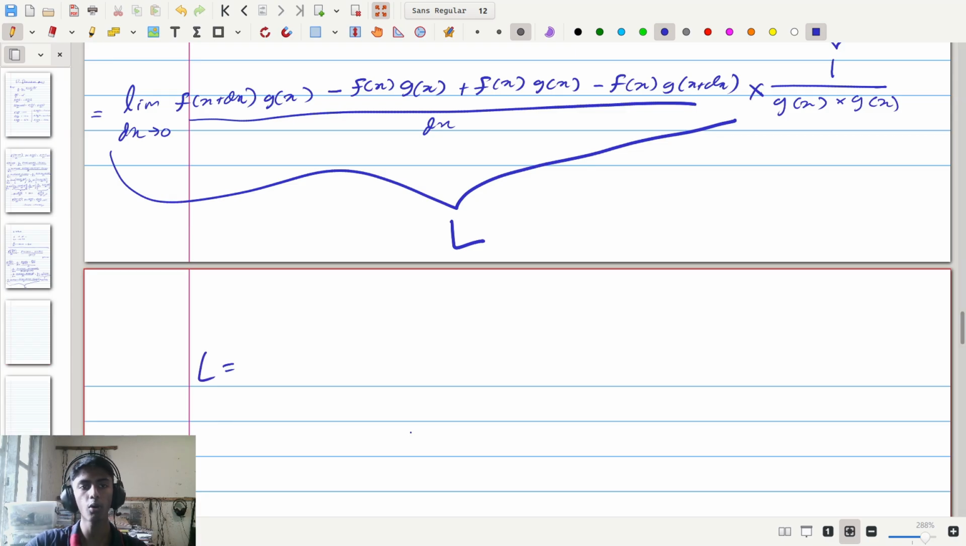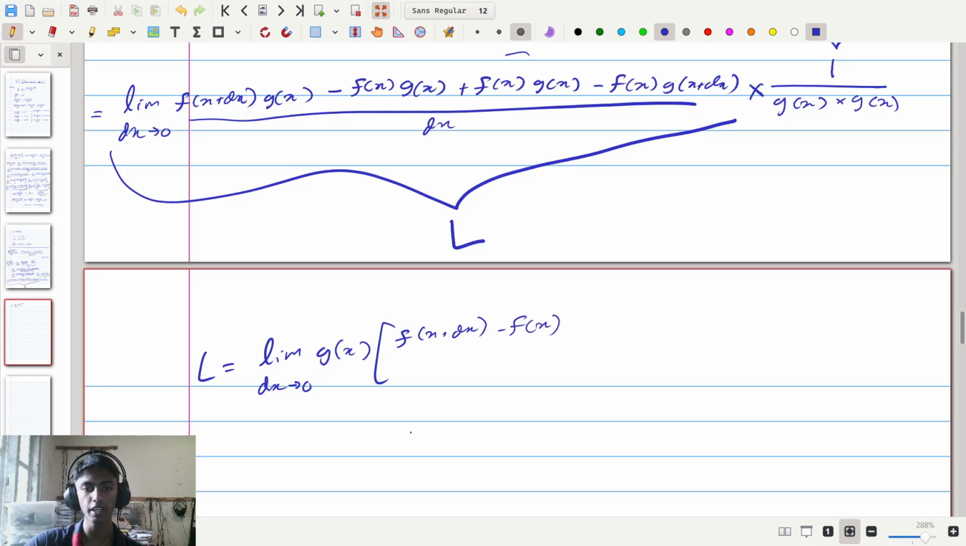So L is equal to, over here what I'm going to do is split this limit in two. We're going to have this part separately and this part separately. So this is equal to the limit as dx approaches 0 of the first part. Over here in the first part, we can see in these two factors that I'm taking, there's a common factor of g(x) on both of these. I'm going to factor out that g(x) and write this is equal to g(x) times, and what we have left is f(x plus dx) minus f(x) divided by dx.